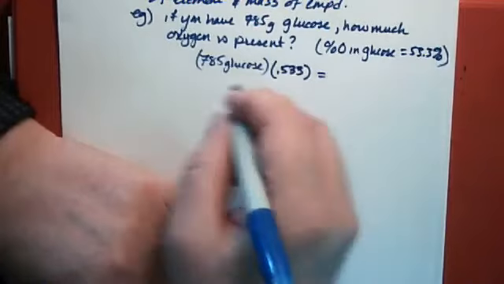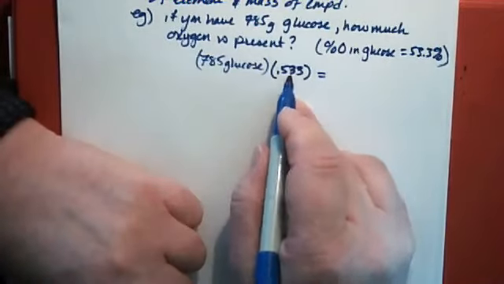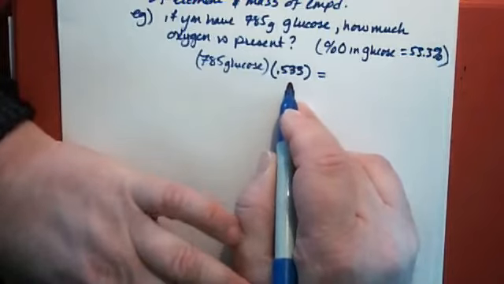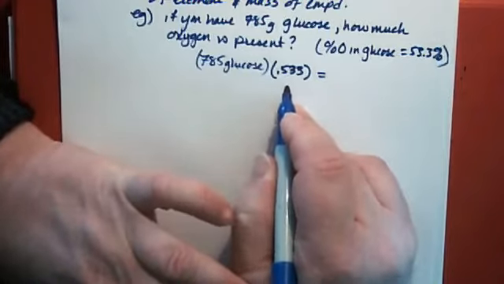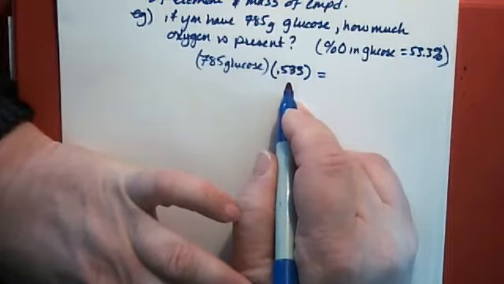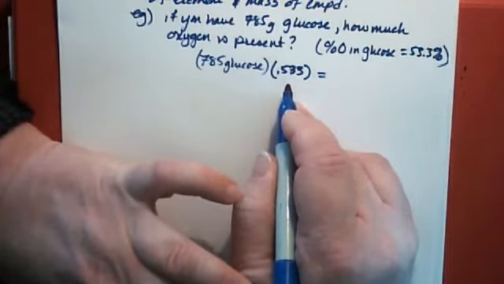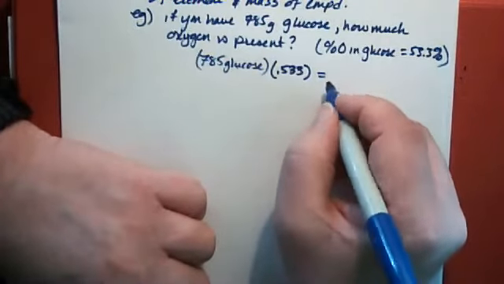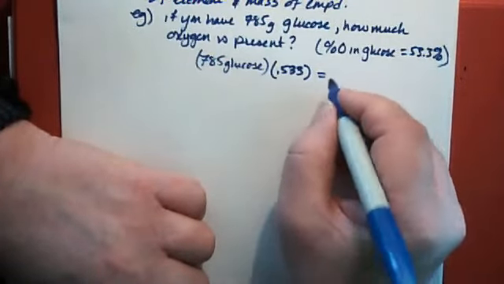Okay, so when you use a percentage mathematically, you put it back in its decimal form, which means you take the percentage divided by 100. So 53.3% becomes 0.533. And so we have 785 times 0.533.